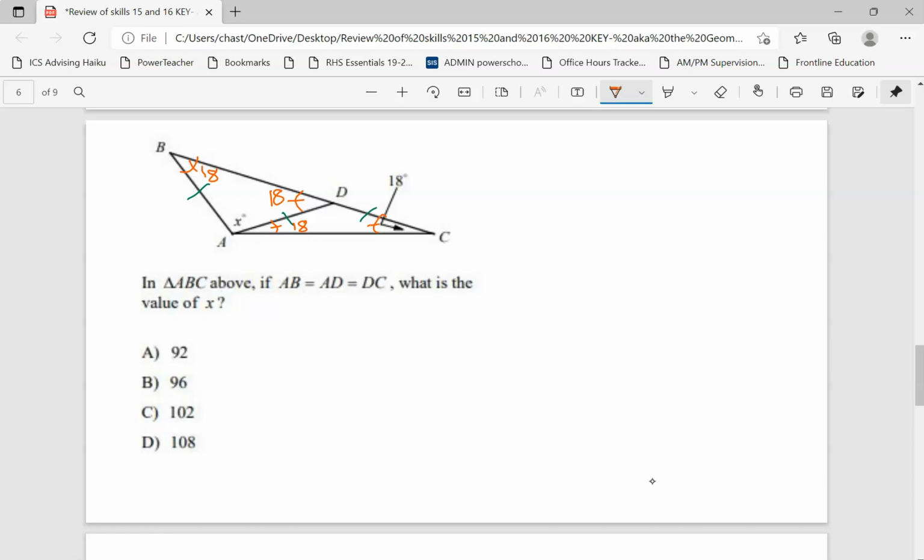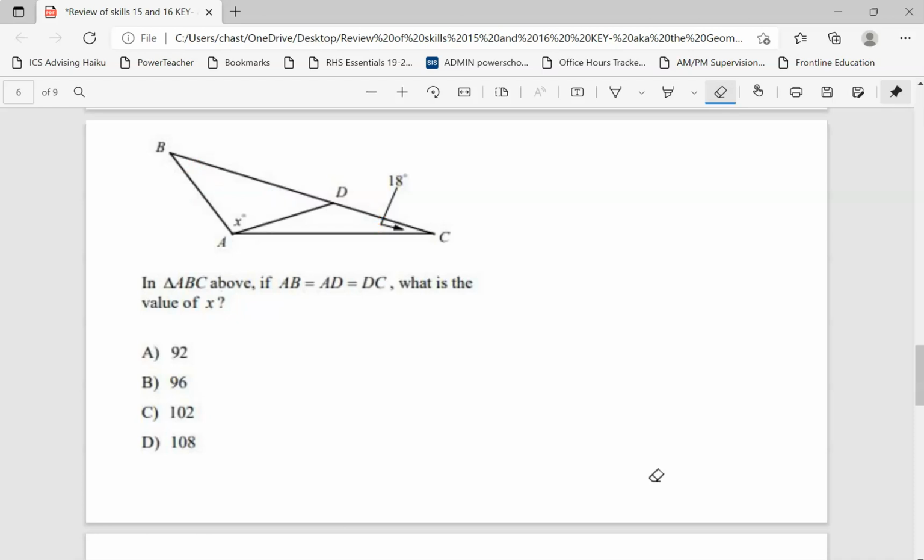Well, if we look at the value of x, what we're going to notice is that those 18s, if I take 18 plus 18, I get 36. If I take 180 minus 36, we get 144, which is not one of our answer choices. So we're going to have to go back to the drawing board on this one. Make sure I labeled things properly.